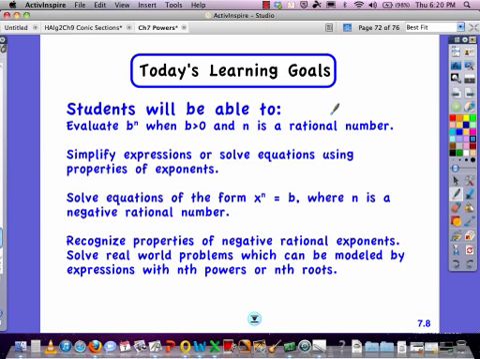So that would be any fraction, but because we already know that our goal is to use negative results, that probably means that our fraction is going to have a negative value of some sort. Simplify expressions or solve equations using these properties of exponents again. Solve equations in the form x to the n, where n is a negative, that's what we talked about, and then applying these same properties to real-world problems.